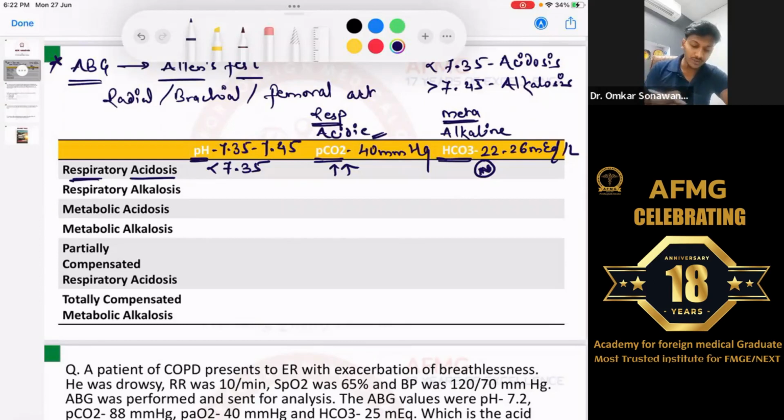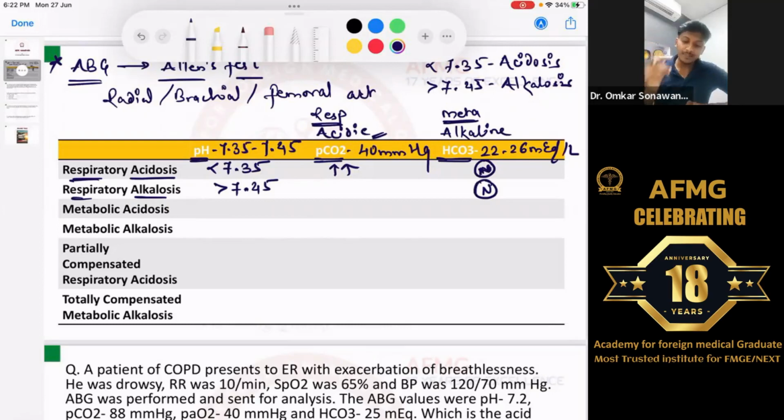Next, if I move further to another one, that is respiratory alkalosis. So if it is alkalosis, the pH value should be more than 7.45. As it is respiratory in nature, which value should be abnormal? Yes, definitely the PCO2 value should be abnormal. Whereas the bicarbonate values would be again normal, because compensation hasn't started yet.